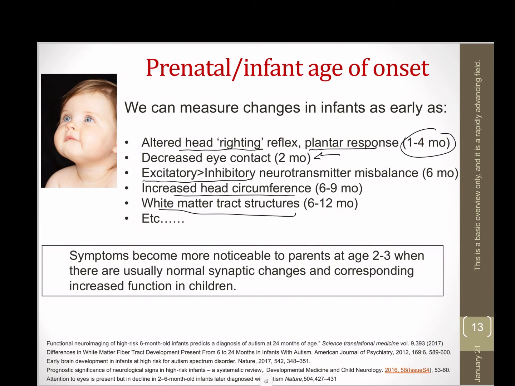So if these changes are actually there this early on, why are we not noticing ASD symptoms until toddlerhood? And really the answer to that is that parents and caretakers aren't generally going to notice those symptoms until around age 2 or 3, because children at that point are naturally undergoing very significant changes neuronally and increasing their function. And so it's much easier to notice these changes once you're expecting a certain level and rate of development.